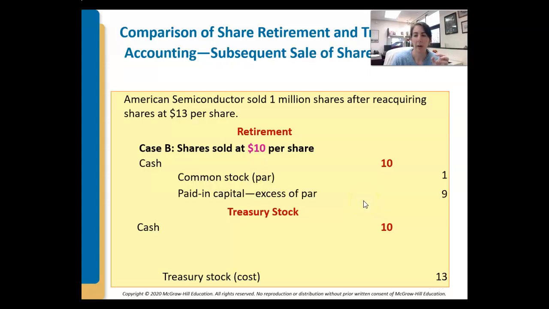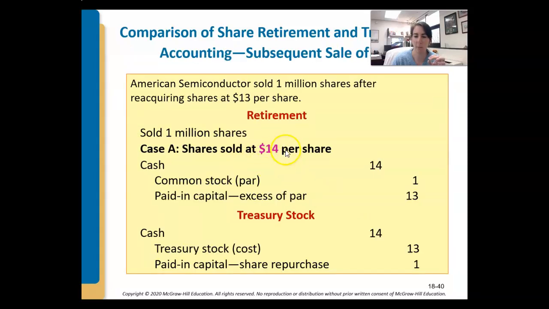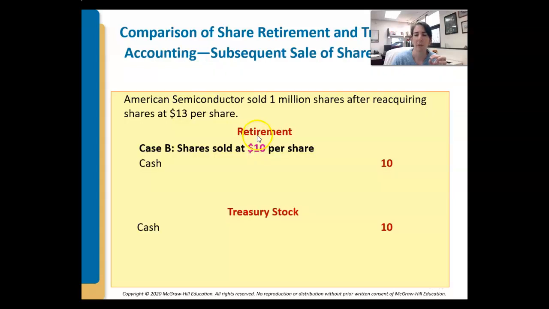What happens though if it's the other way? What happens if it was $10 a share? I'm selling it for less money, because in the last one I was selling it for more money. I sold it for $14 a share, and I had reacquired it at 13. Now what if I'd reacquired it at 13, but I'm selling it for only 10? So I'm really losing here.